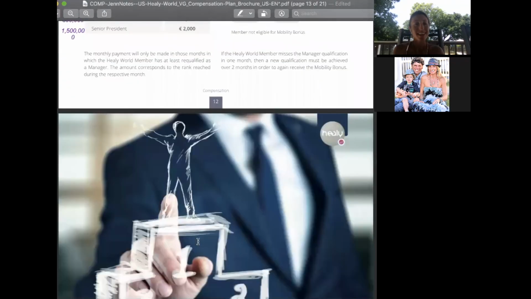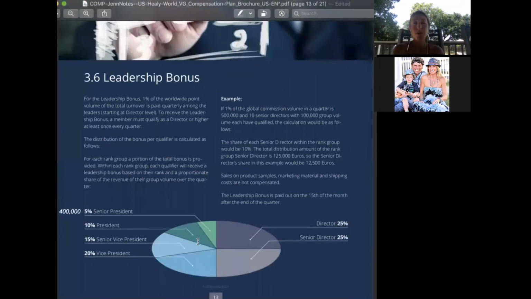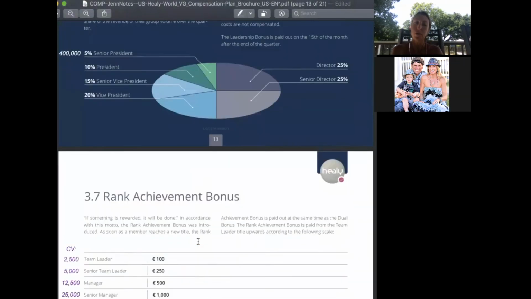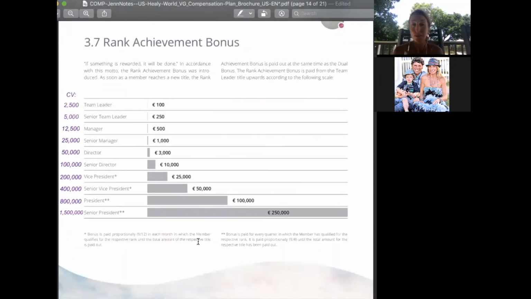Okay, now we're actually going to skip over the leadership bonus, and we're going to go to the rank achievement bonus first, because I think it's more relevant. The rank achievement bonus is a really neat way of basically saying, great job. The first time that you achieve a new rank, a new title, you get paid this achievement bonus. This is a one-time bonus for most of them.